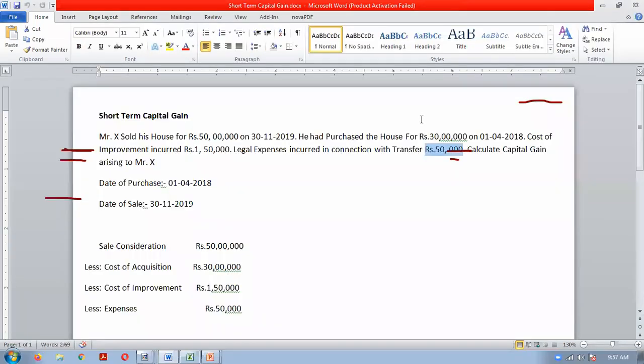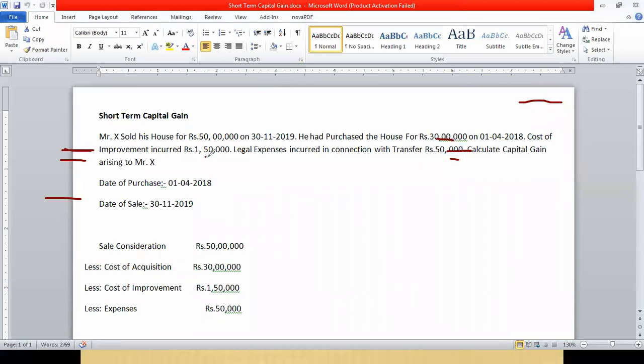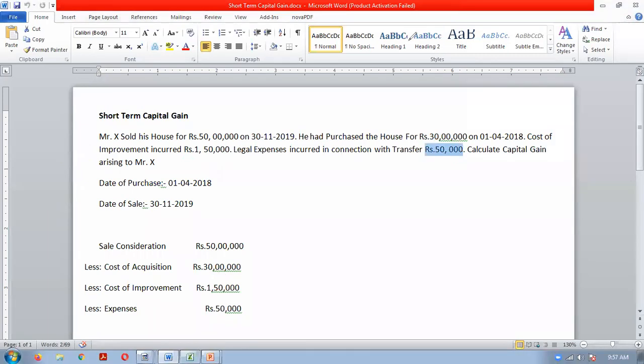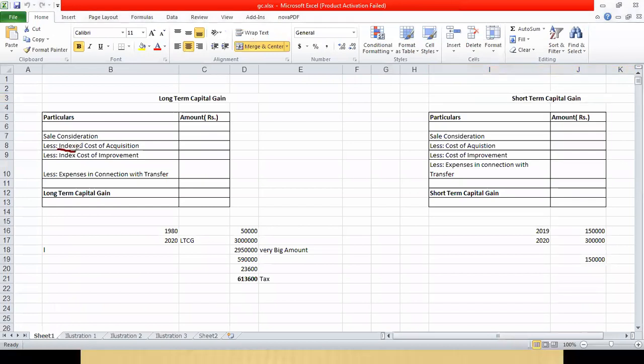If you see here, directly we have taken the cost: 30 lakh, 1,50,000, 50,000. This is for short term, but for long term, we cannot directly take the cost. Here we will have to calculate indexed cost. What is indexed cost? Let us understand.